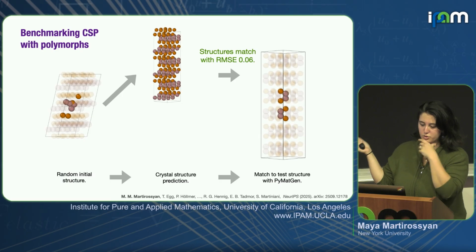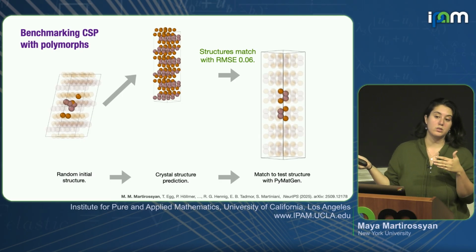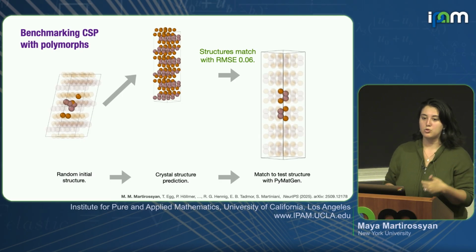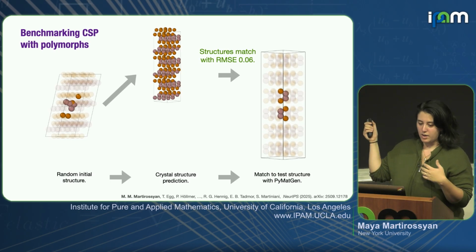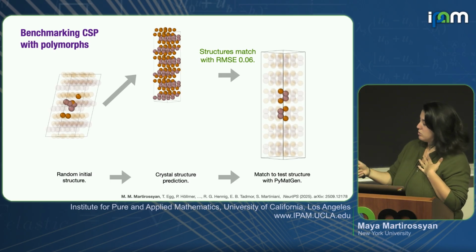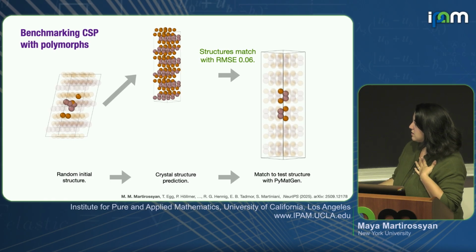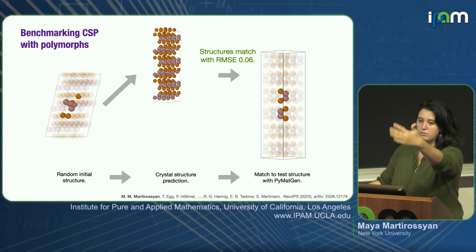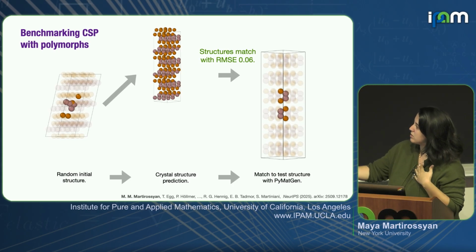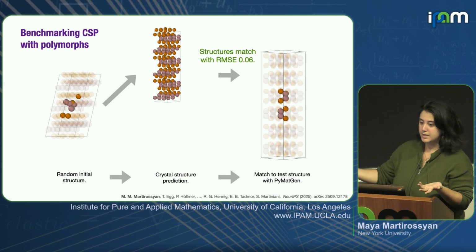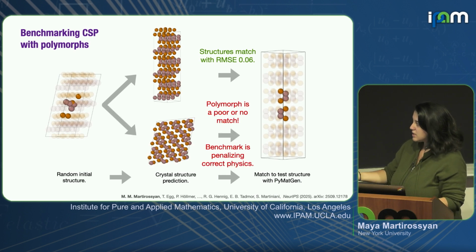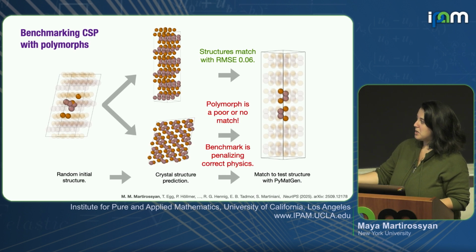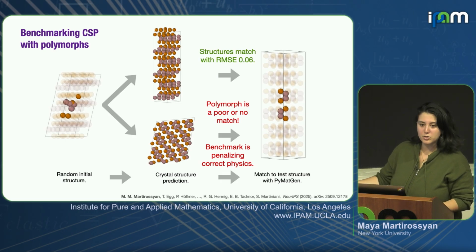I mentioned before that the rest of this talk is just going to focus on crystal structure prediction, which was that first type of model I mentioned. What we do is take a test set structure, randomize the positions in the cell, and then flow it forward and predict. Let's say we predict the correct structure, it matches, yay. It turns out that you can also, let's say, predict a polymorph of that structure.